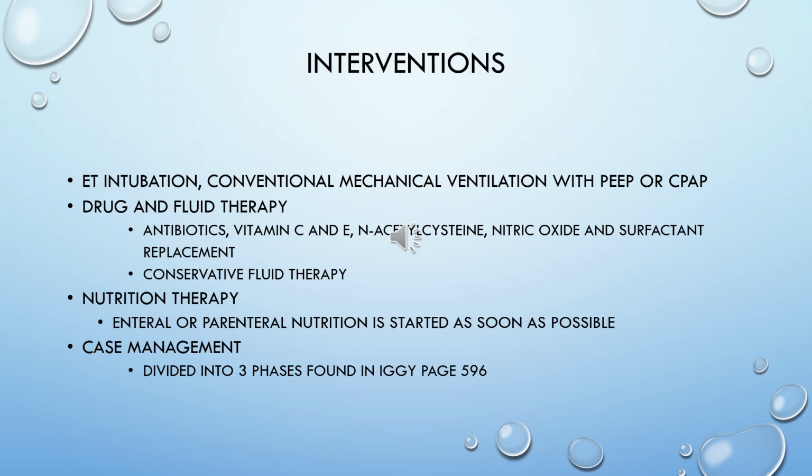Okay. So once we have our diagnosis of acute respiratory distress syndrome, or ARDS, we're going to have to figure out what we're going to do with our patients from the intervention standpoint. These patients do get tubed. They get an intubation tube so that they receive mechanical ventilation with positive end expiratory pressure, or PEEP, or they may do continuous positive airway pressure, or CPAP.